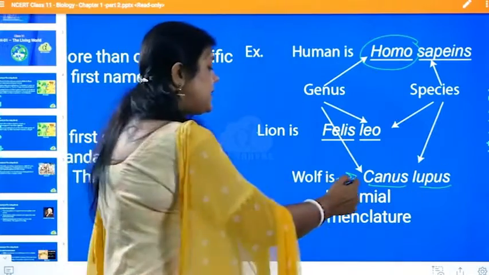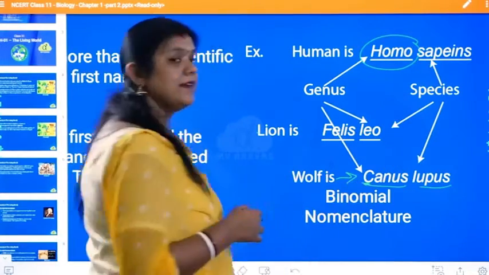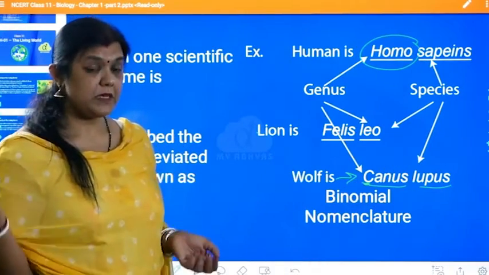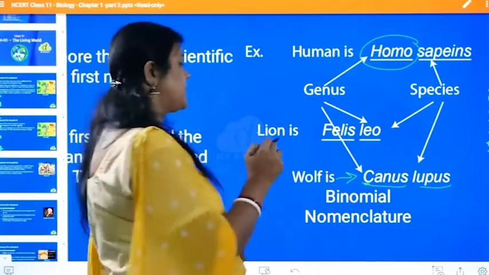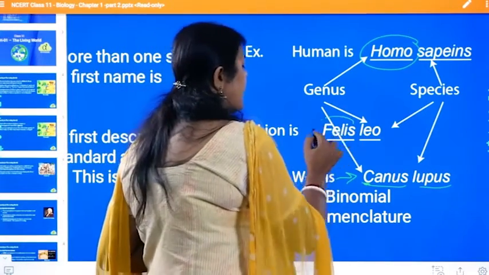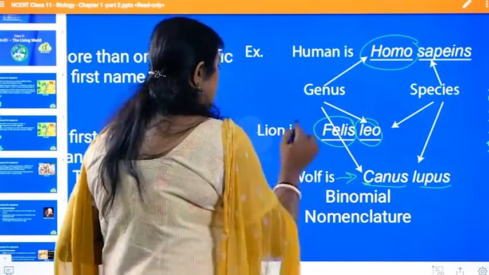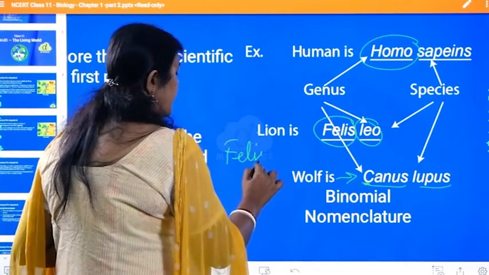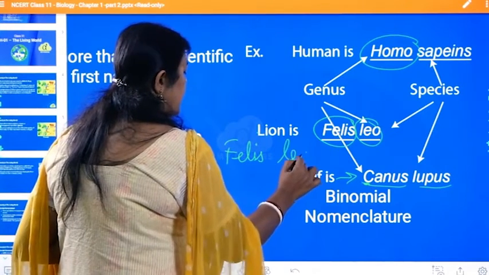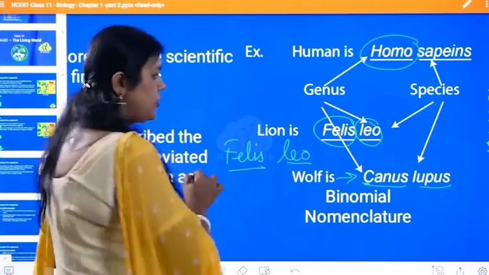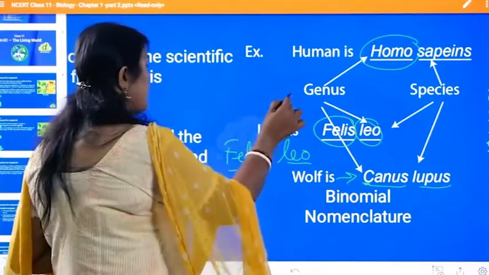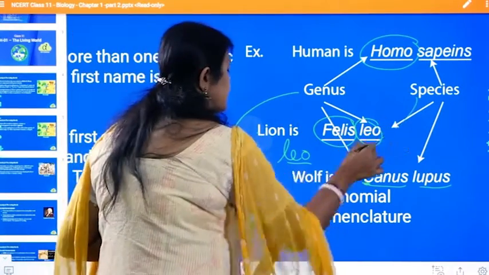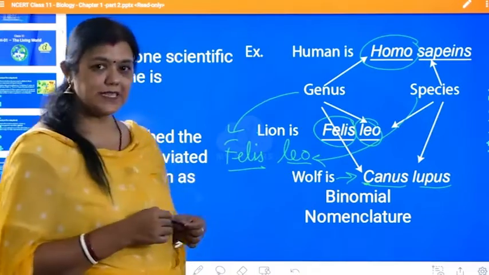As you can see, the C is capital over here, and the L, which is the species name, has started with a small letter. Lion. The scientific name of lion is Felis leo. I'm sorry for the error which has gone over this. I'll write it properly over here. Felis leo. Okay. The scientific name of lion is Felis leo. Out of that, the first one is the genus, and the second one is the species name.